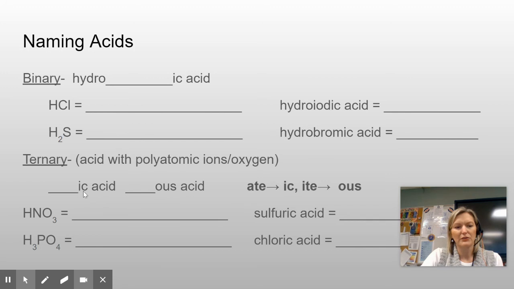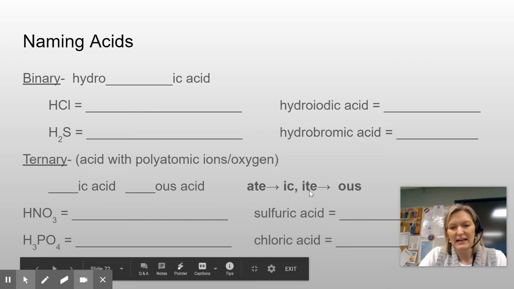Now our ternaries, we have ic and us. Anything on table E that ends in an ate will have now an ending of ic. So it's not sulfate, it's sulfuric. And anything that ended in an ite is now an OUS.